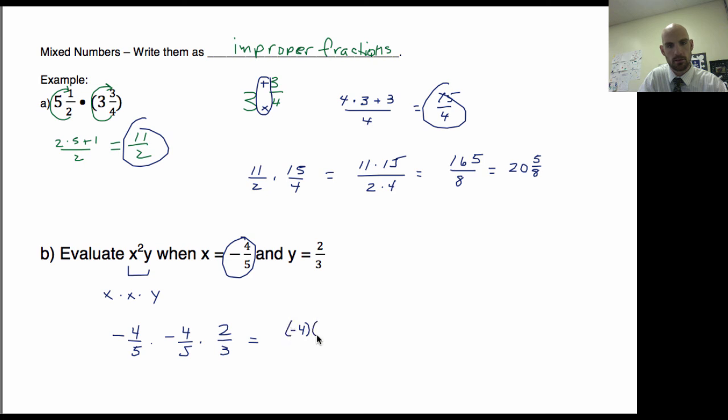-4 times -4 times 2 over 5 times 5 times 2. On bottom we got 50. On top we got 16, 32 over 50.